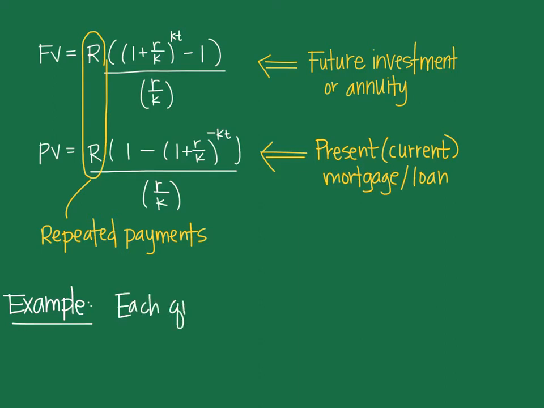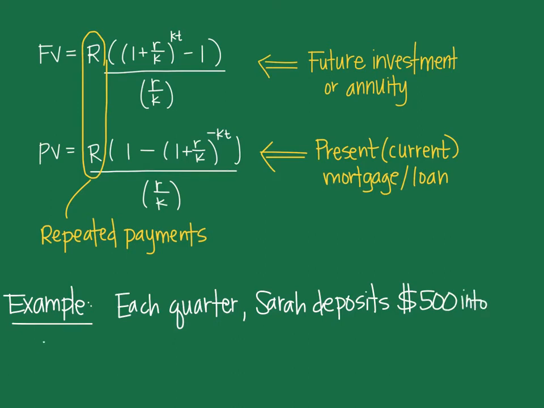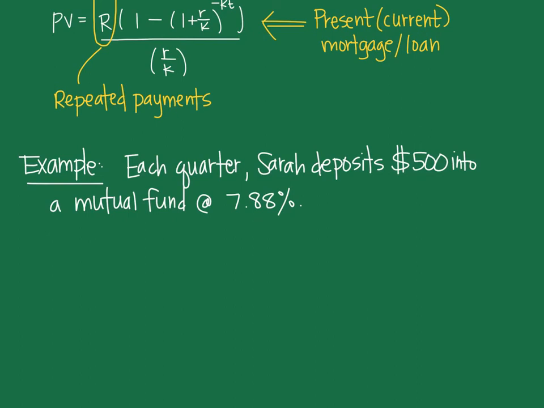Each quarter, Sarah deposits $500. That's her own money, okay? Into a mutual fund. That's a type of investment or annuity. At 7.88%. Each quarter, that means every 3 months, she's making a deposit. 20 years in the future, how much will she have?